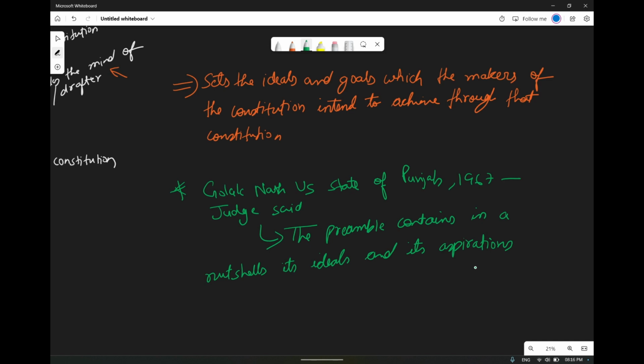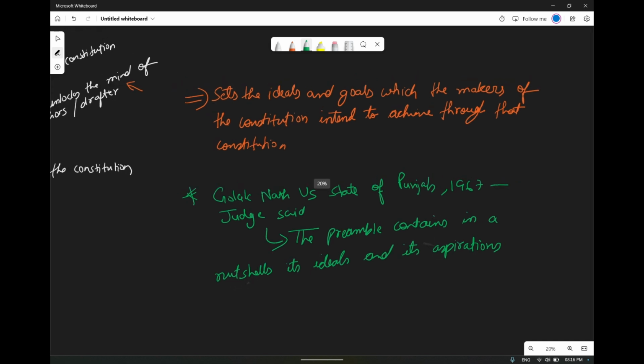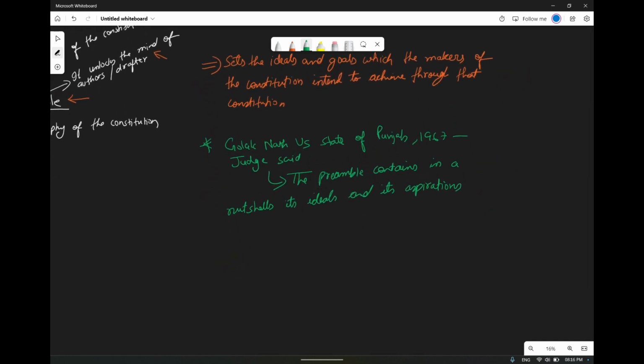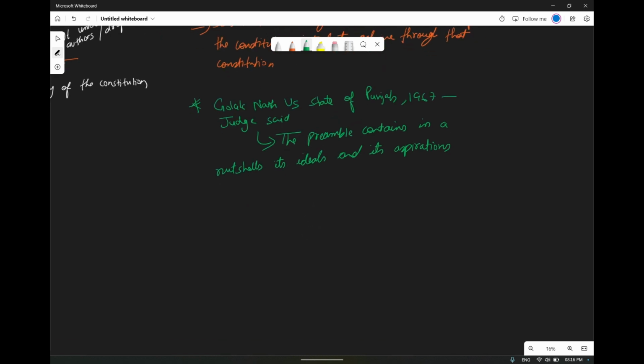Like, the preamble in a nutshell is a concluding part, a summary part of the constitution. It contains the ideals and aspirations that our constitution contains. This preamble tells us that thing. It contains ideals and aspirations in a nutshell, in short form. That is what the judge said in Golaknath versus State of Punjab.